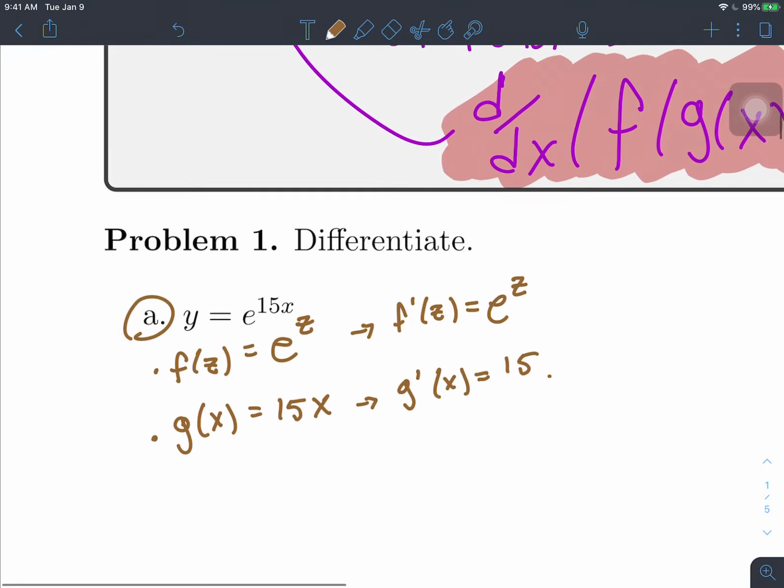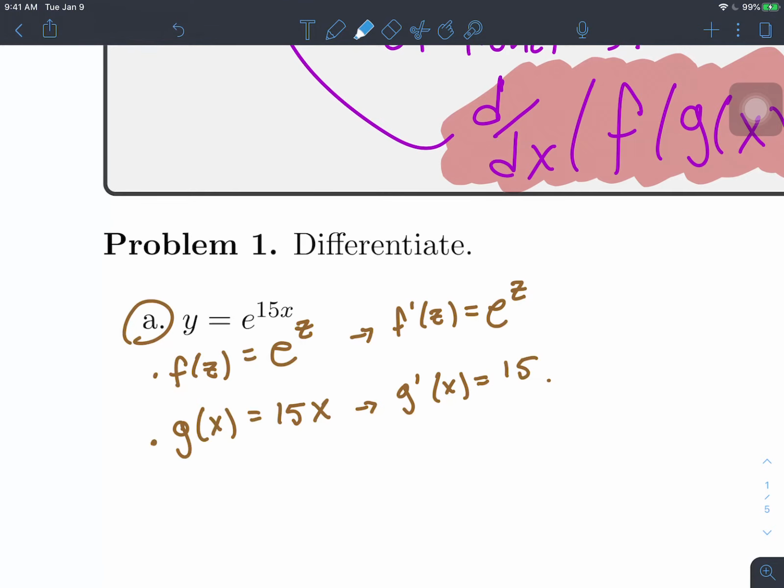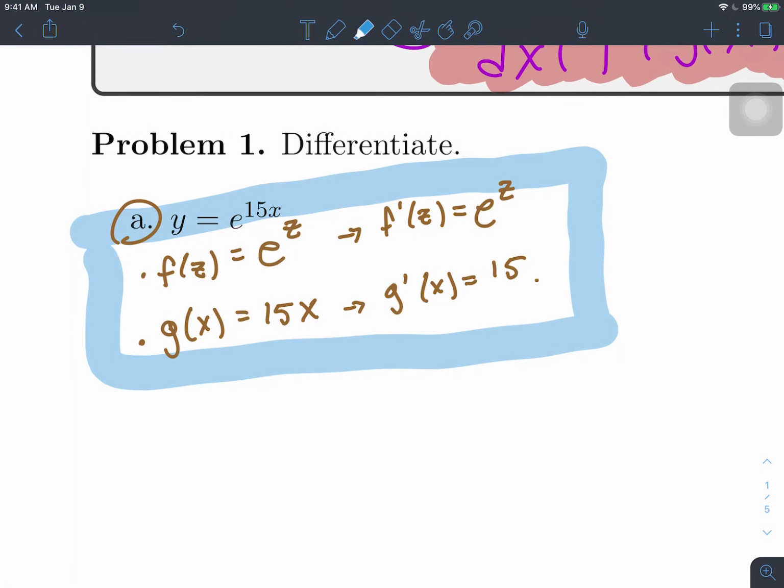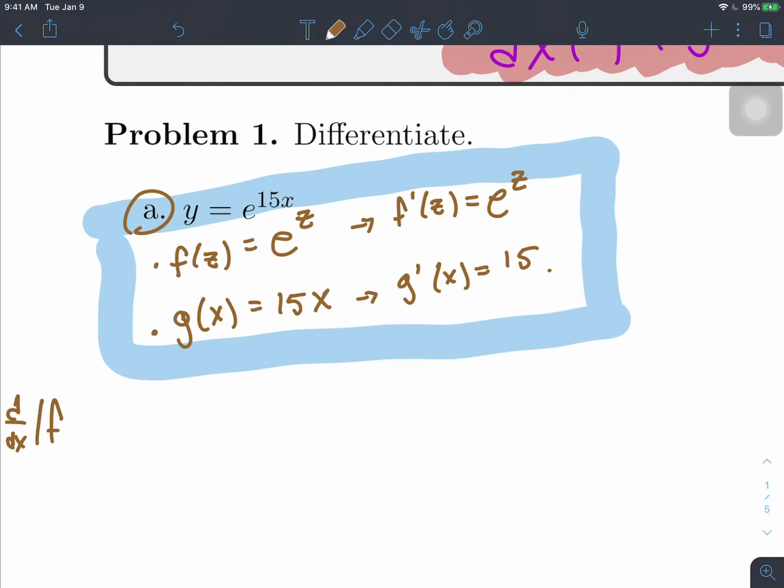Okay. So now this is like our box. And our box has all the information that we're going to need to do the last step, which is just plugging and chugging. What I need to do is the derivative of f of g of x. Now I know that that is going to be equal to f prime of g of x times g prime of x. So what's really going on here, let's color code it.